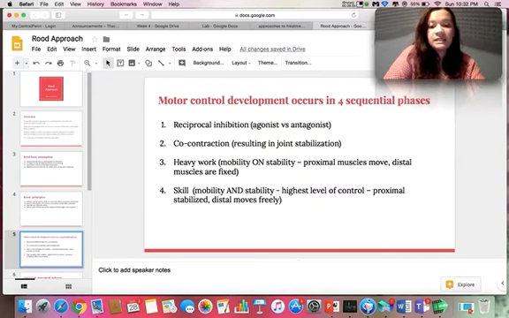The next one is skill. This is the highest level of control, and it combines both mobility and stability. It works to demonstrate skilled movement patterns.